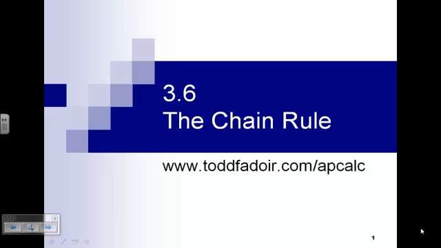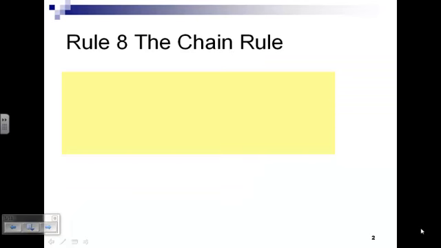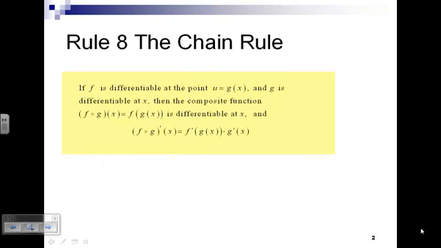All right, so let's start with section 3.6, the chain rule. This is a differentiation rule, and basically reads thus: if f is differentiable at the point u equal to g of x, and g of x is differentiable at x, then this composite function, f of g of x, is also differentiable, and its derivative is f prime of g of x multiplied by g prime of x.